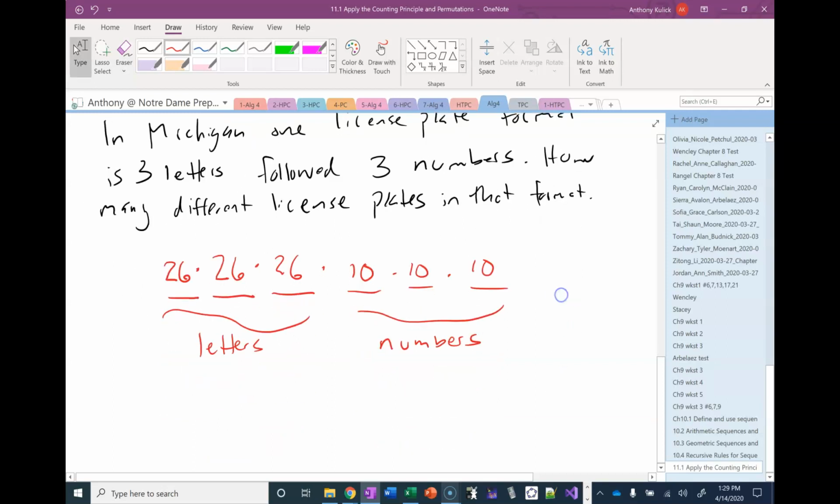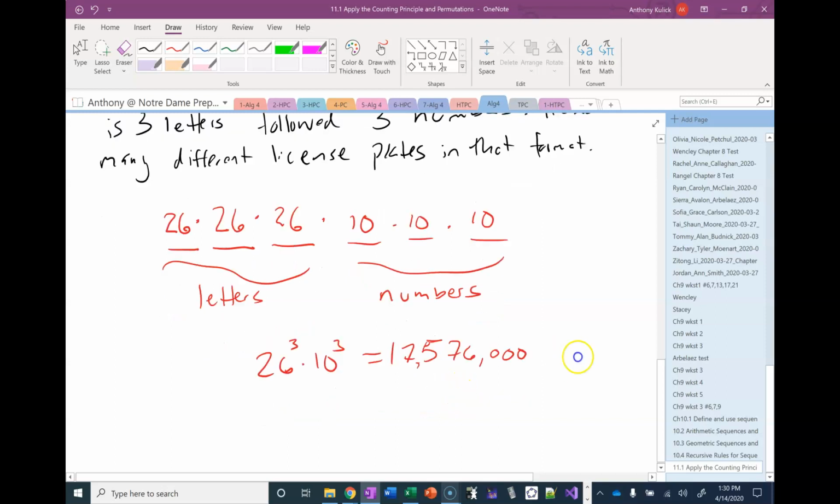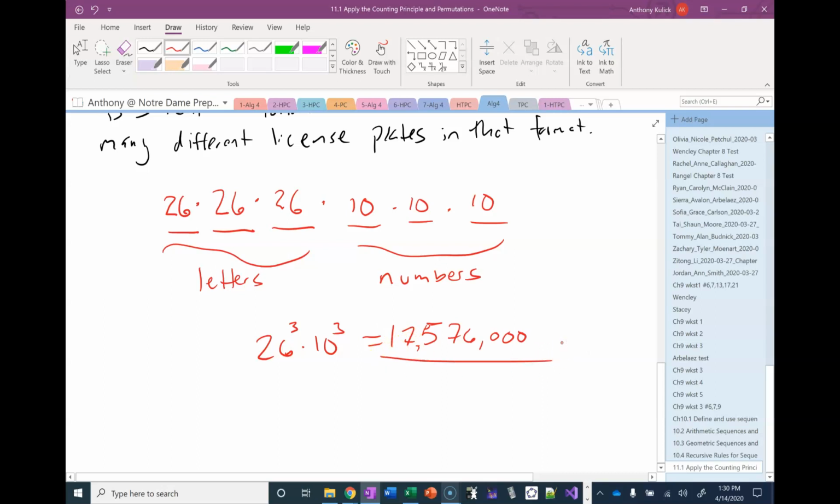So if I apply the fundamental counting principle, all I need to do is multiply 26 together 3 times and multiply that by 10 3 times. So I would say 26 to the third times 10 to the third. And when I type that into my calculator, I get 17,576,000 different license plates. Okay.